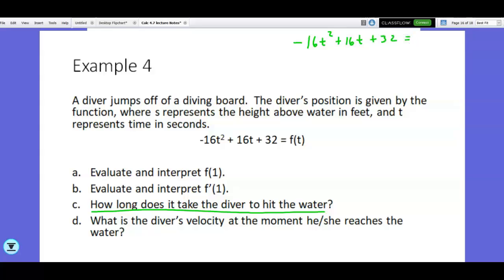We know what his position would be. This represents height. So once he hits the water, what's his height? It would be 0. Okay? Now, from here on out, you're going to use the quadratic formula.